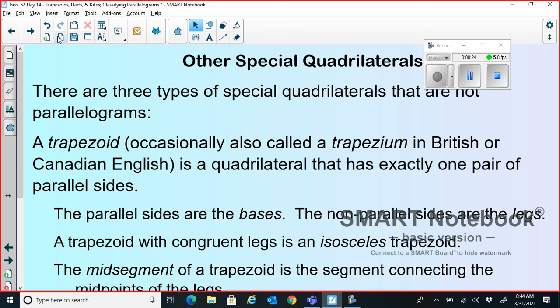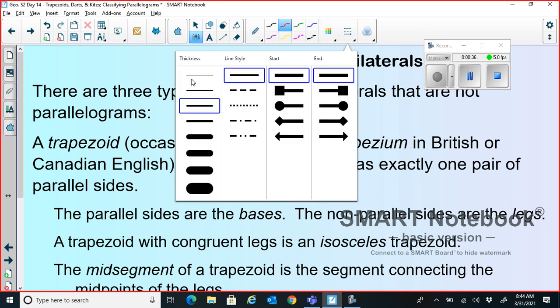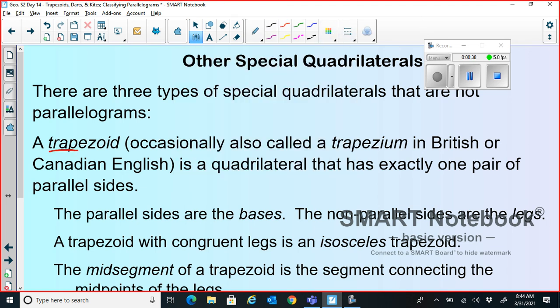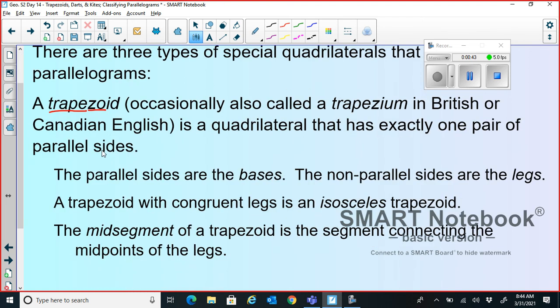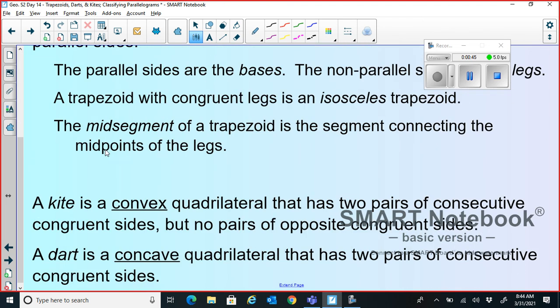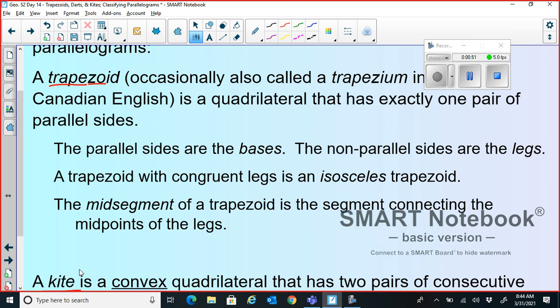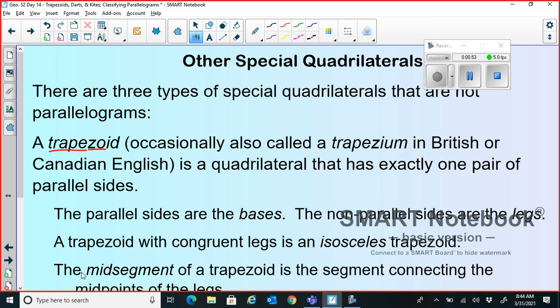In today's class, we are going to discuss three more special quadrilaterals. They are not the parallelograms. Okay, the three more types that we will be seeing today are the trapezoid, and the other ones are kite and dart. Let's see what are the formal definitions for each of them.